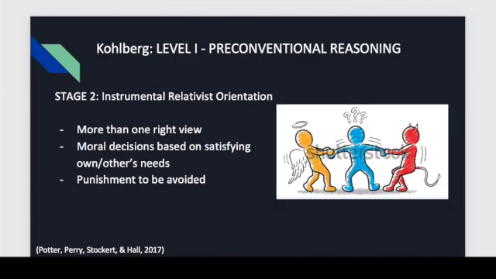The second stage of pre-conventional reasoning is instrumental relativist orientation. Within this stage, the child starts to recognize that there exists more than one right view. Making a decision about which behavior is morally right is based on satisfying one's needs and sometimes the needs of others. During this stage, punishment does not exist as proof of wrongdoing, as in stage 1, but as something that the child wants to avoid.